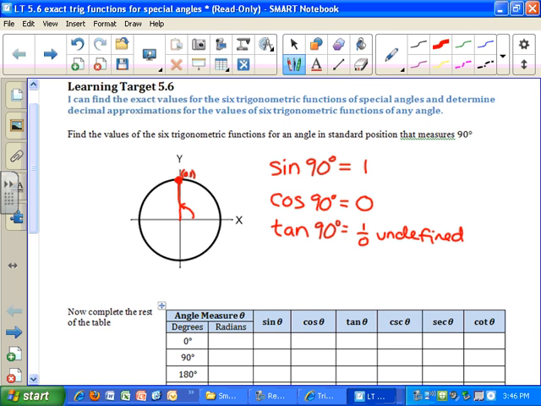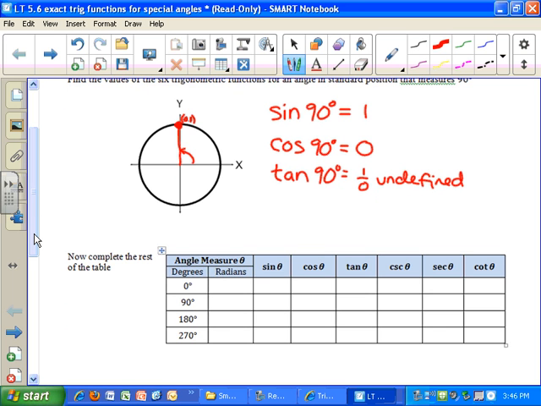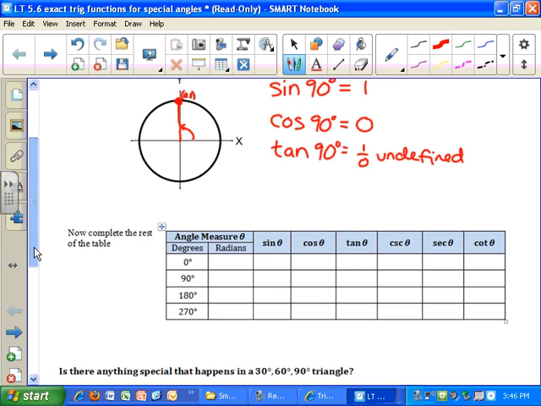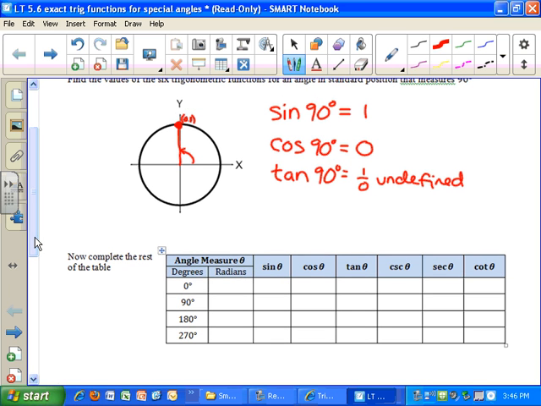I believe if you try to type in the tangent of 90 degrees and your calculator is set to degree mode, you would end up with an error. So if you use that concept to complete the rest of the table, we can start by filling in this block with a degree measure of 90 degrees. By the way, that would be pi over 2. The sine is 1, cosine is 0, and the tangent is undefined.